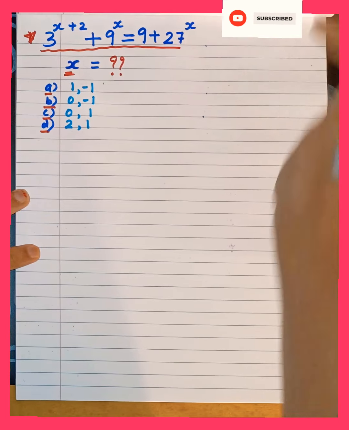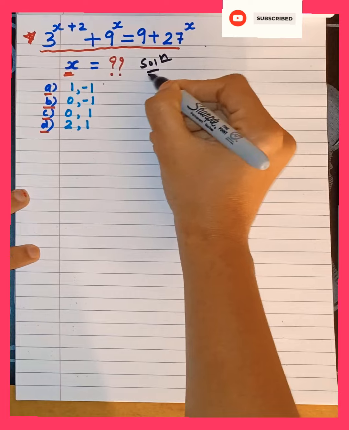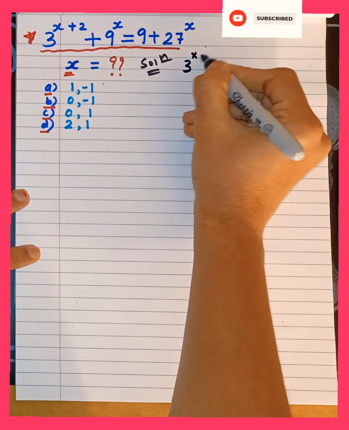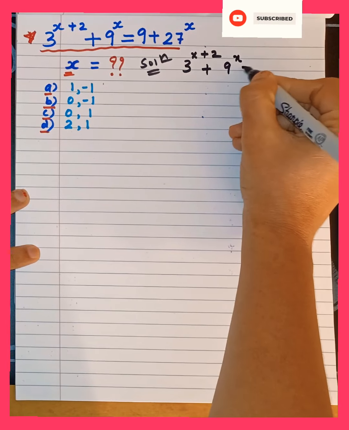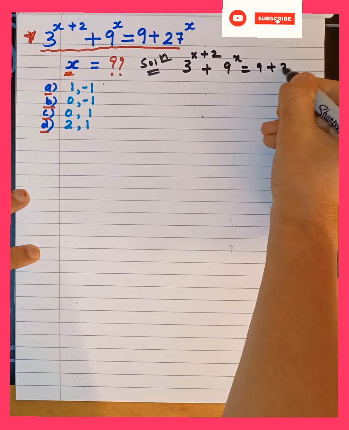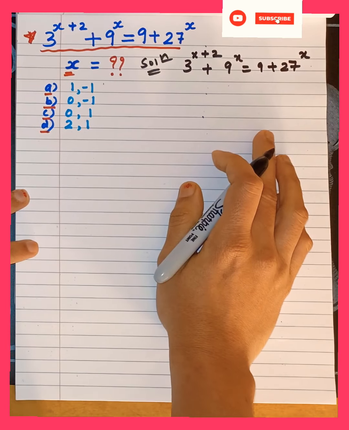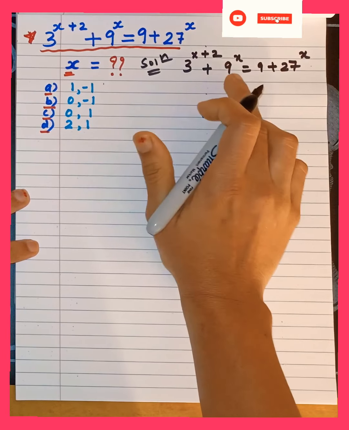So first of all, this is our question. Okay, so let's write this equation first. So the equation is 3 raised to x plus 2 plus 9 raised to x equal to 9 plus 27 raised to x.